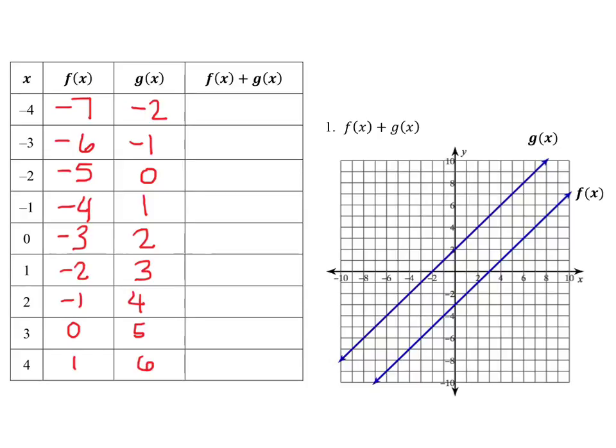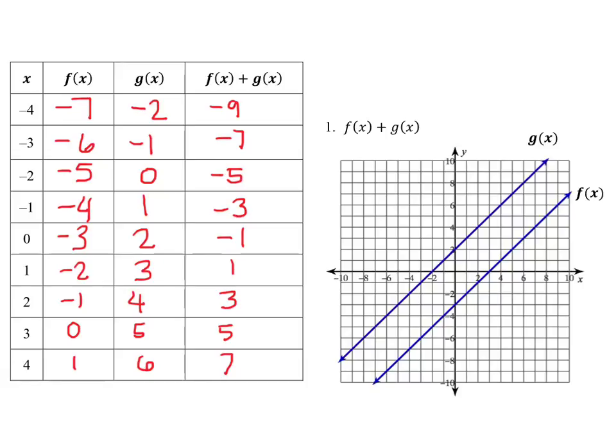Once I have this done, I'm just going to add straight across. -7 plus -2 is -9. -6 plus -1 is -7. And then I have a -5, -3, -1, 1, 3, 5, 7.